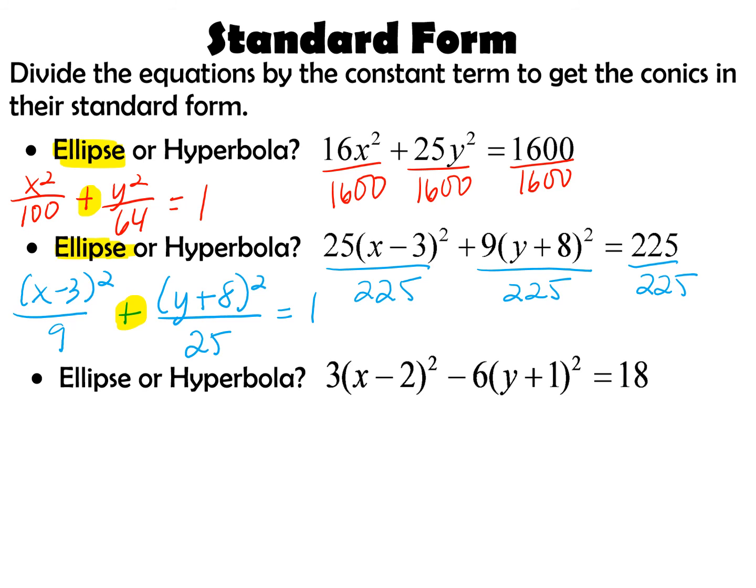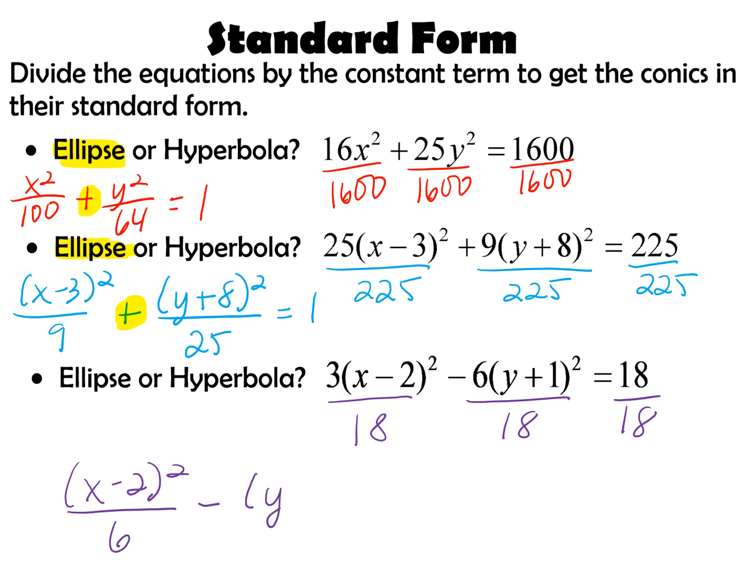All right, and our last example for this page, we need to divide everything by 18. So we get x minus 2 squared over 6 minus y plus 1 squared over 3 is equal to 1. And this time, since we have a minus sign, this is an example of a hyperbola. So again, for it to be in standard form, they have to be equal to 1.